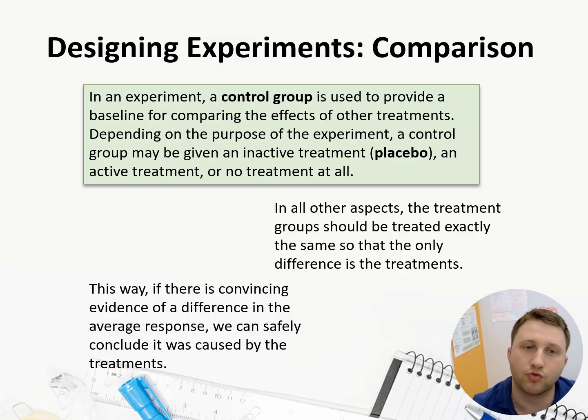Sometimes the control group is given a placebo, other times it's not given any treatment at all. But the idea is that you treat that group exactly like you do the other group. The only difference is the active ingredient or the active treatment that you're giving the group that's not the control group. We do that so that if there's a difference between the groups, you can attribute that difference to the treatment itself.